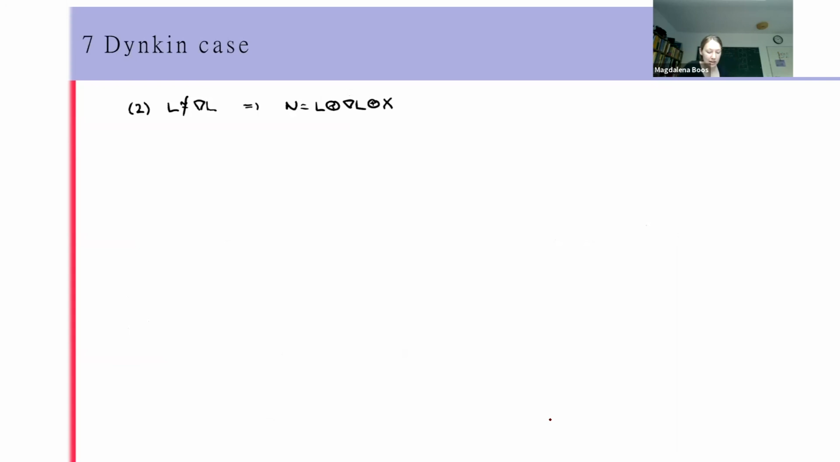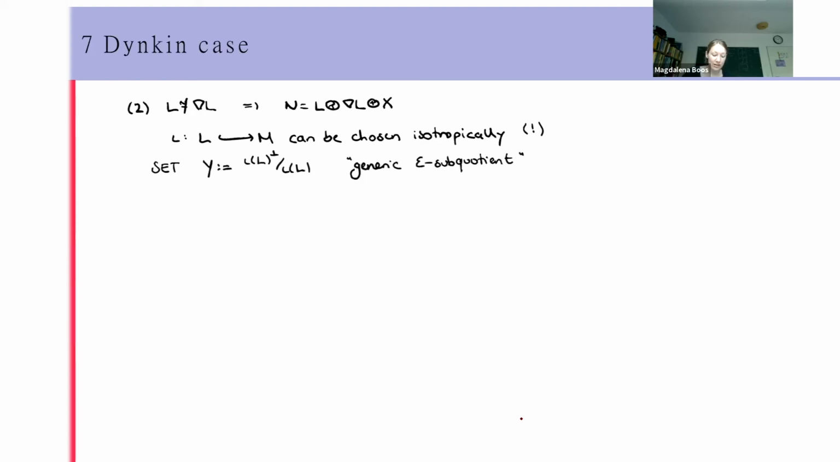In the second case, when L is not isomorphic to nabla L, then again we write N as a direct sum like this. And again, we have an embedding, and then we need to show that it can be chosen isotropically. So we have to define certain base changes which make this possible. And there you see that it gets technical. And then we define something which is called the generic epsilon subquotient.